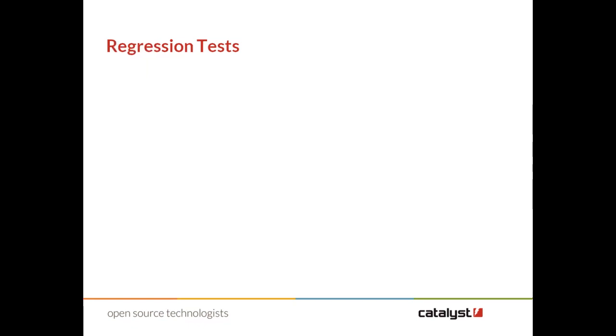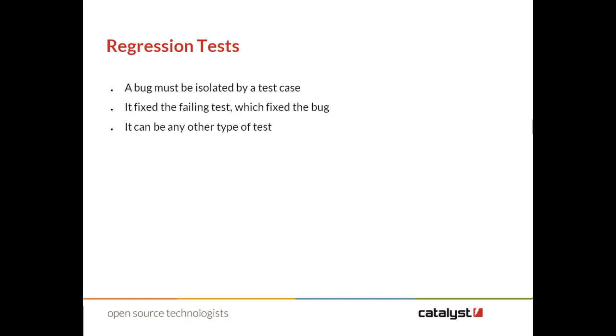Regression tests. A regression test is very important in TDD. When a bug is found, it must be isolated as a test, which is failing because of that bug. When the test gets green, then it means that the original bug has been fixed, and it will prevent the same bug from being reported again in the future. The regression test can be written as any other type of test, depending on how well you can isolate it.